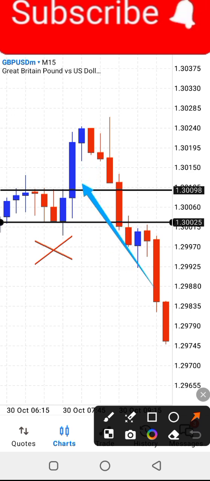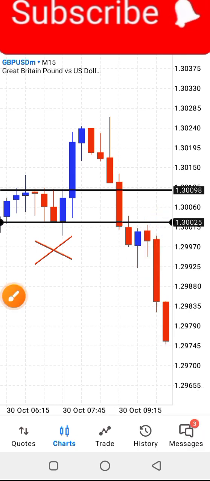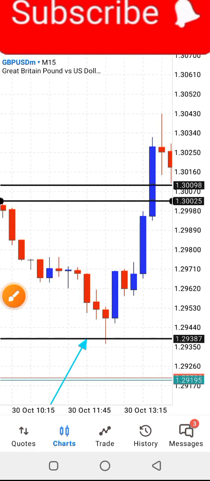Okay, so you can see fair value gap right here, but what do you see happening? Price disrespected it completely and used it as a breaker block, so price tapped in and pushed down. Okay, so it's just something you need to look out for.